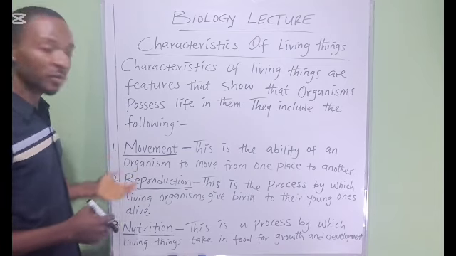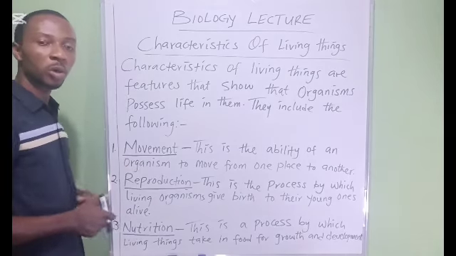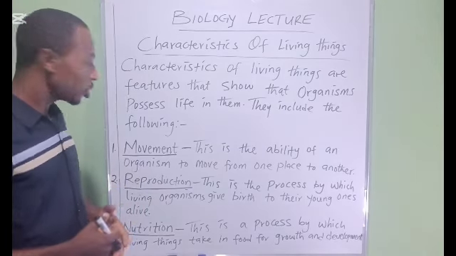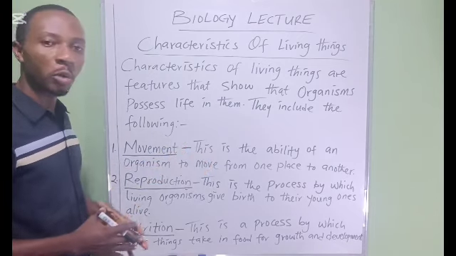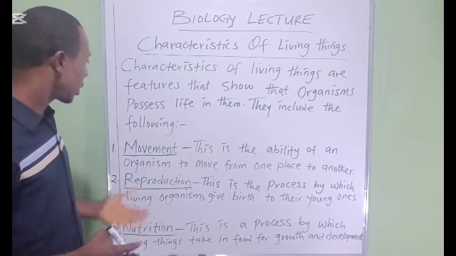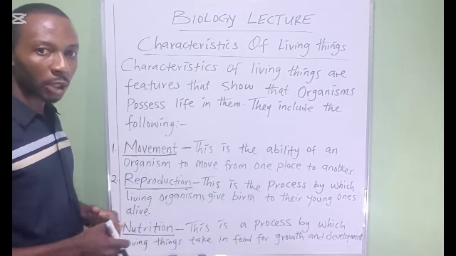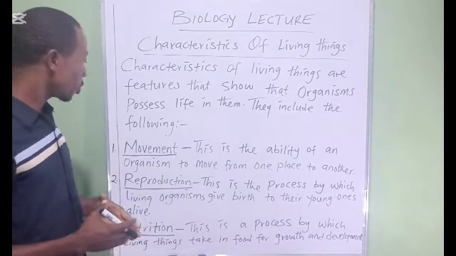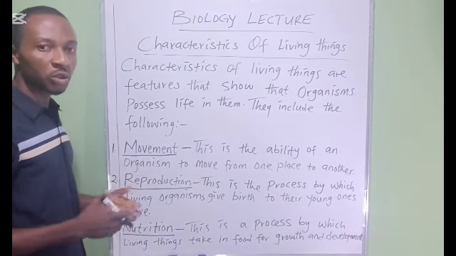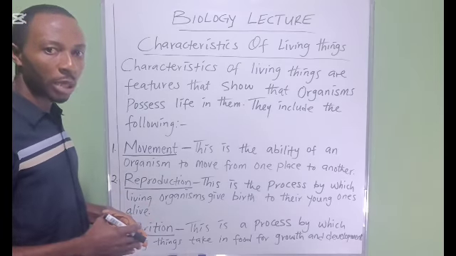Number one characteristic of living things is movement. We all know that all living things move. So we say that movement is the ability of an organism to move from one place to another. We know that all animals move, but plants cannot move. So movement shows the ability of an organism moving from one place to another.